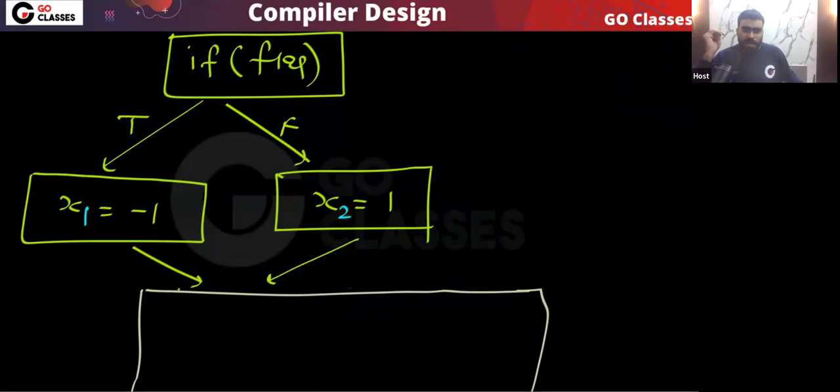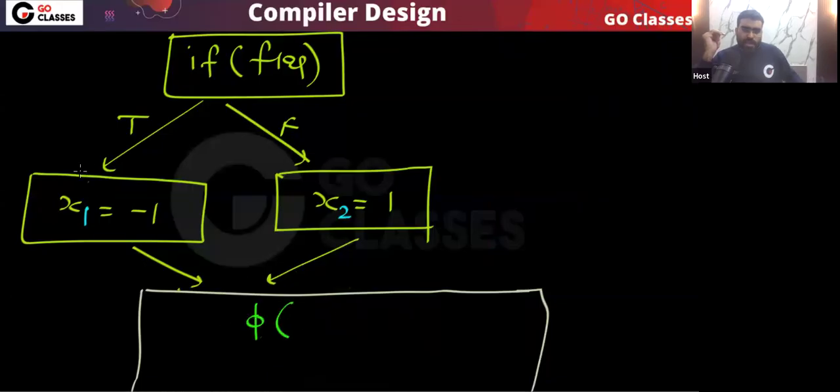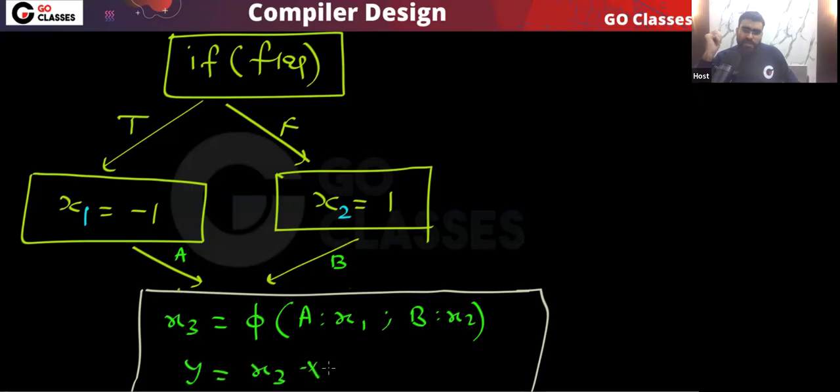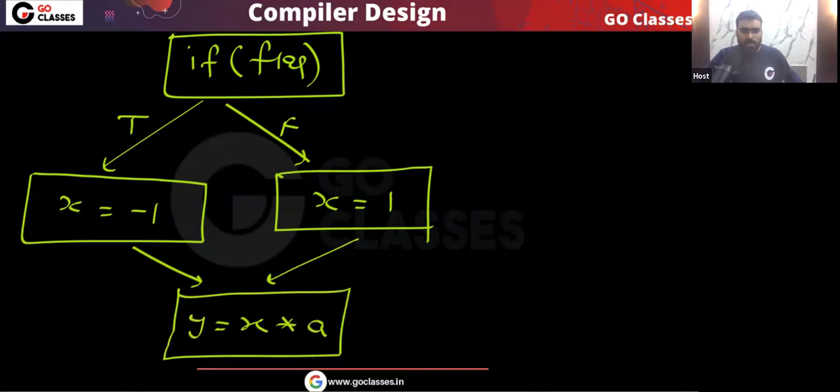Now let me tell you, either you can write like this, or there is another way of writing. Let's call one side A and the other side B. If you are coming from the A side, return x1. If you are coming from the B side, return x2. Put that in x3 and then use x3. Both are fine.